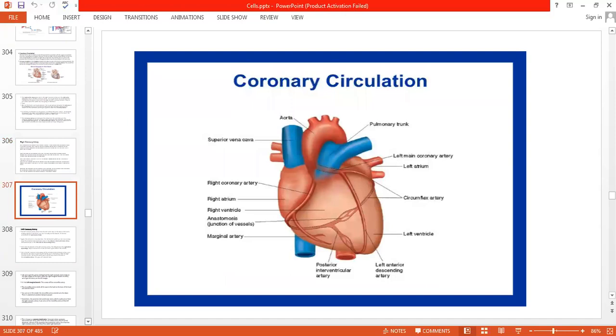It's a very good picture, and you will find the pulmonary trunk is there, the left main coronary artery is there, left atrium, circumflex artery, left ventricle, left anterior descending artery, posterior interventricular artery, then marginal artery, anastomosis junction of vessels, right ventricle, right atrium, right coronary artery, and then superior vena cava and aorta. So if you go through this figure and the description, you will understand.